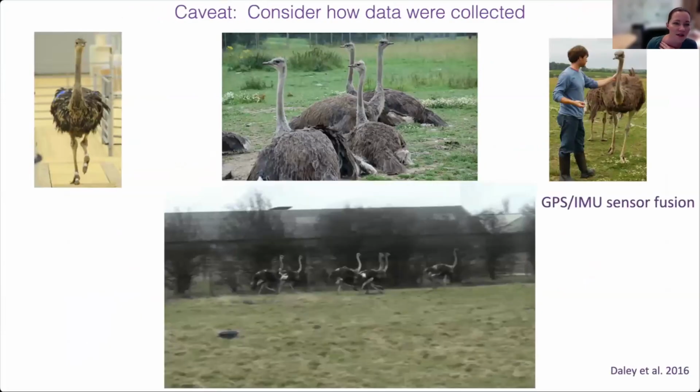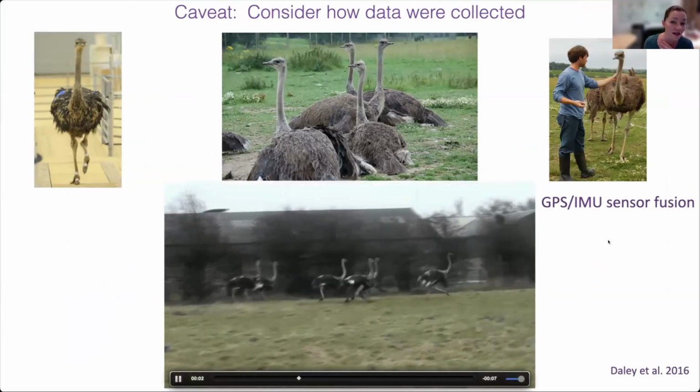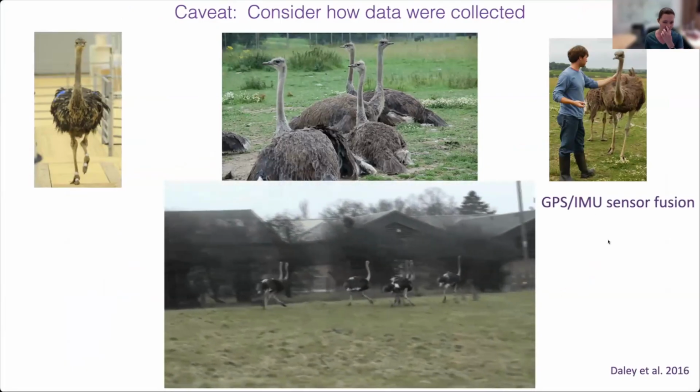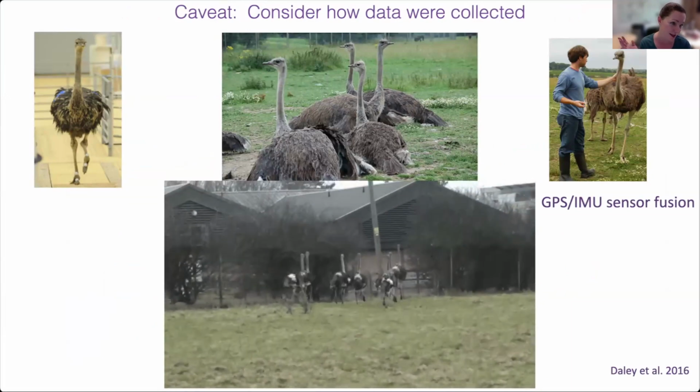So we have to consider how the data were collected. You can see this now, right? You can see my ostriches. Okay. So we collected in the ostriches, we chased them around with ATVs outside to get the high speeds, basically, right? And so we were able to get a higher speed range.